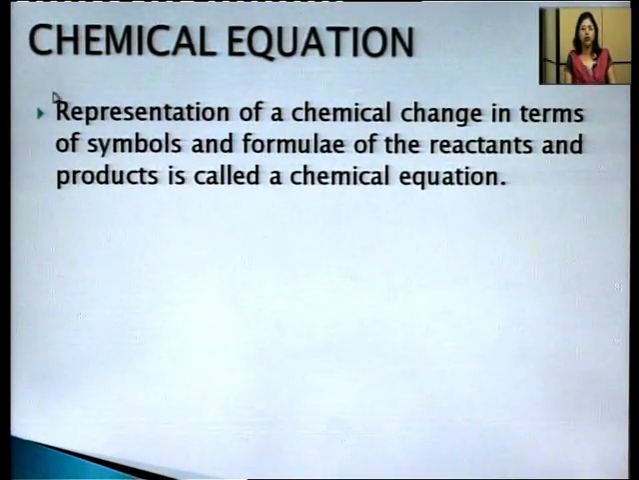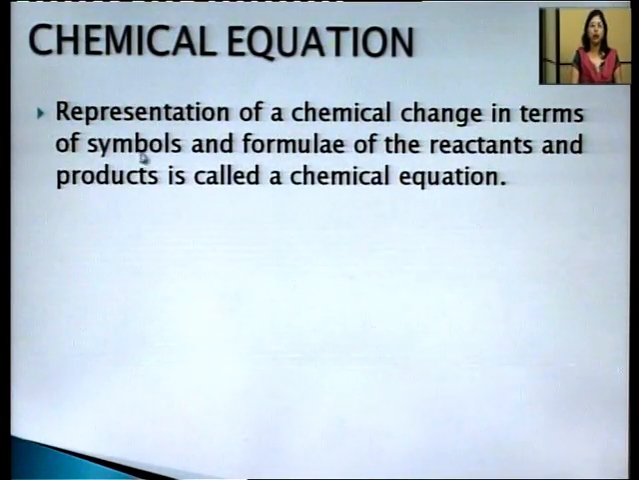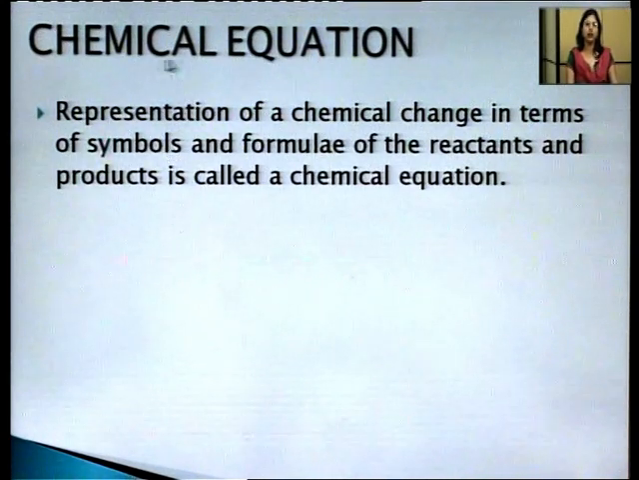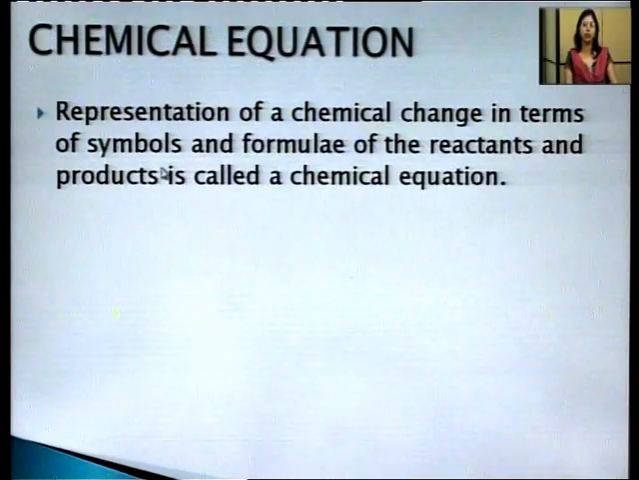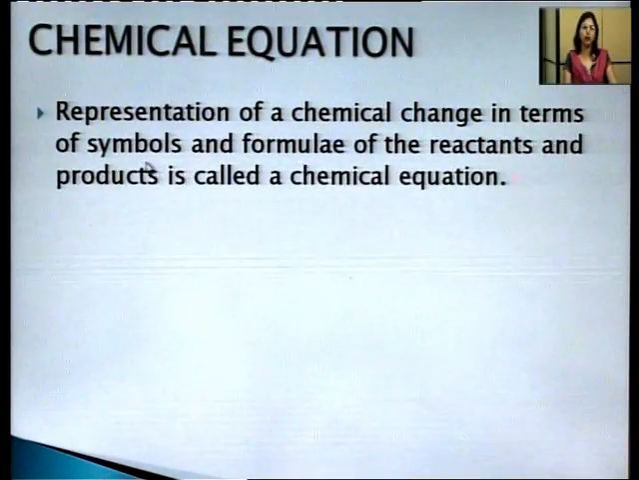First of all, what is a chemical equation? Representation of a chemical change in terms of symbols and formulae of the reactants and products is called a chemical equation. That means when a chemical change is represented in terms of symbols and formulae, that representation is called a chemical equation. Instead of writing the full names of all the elements, we will just write their symbols and formulae.